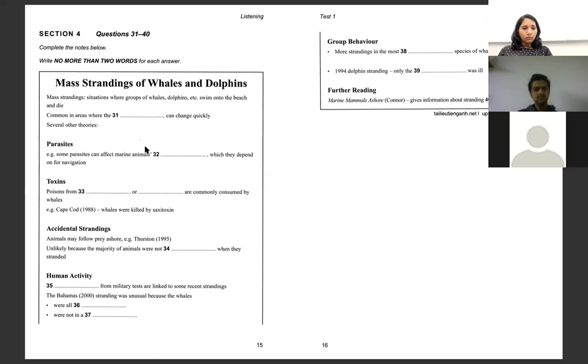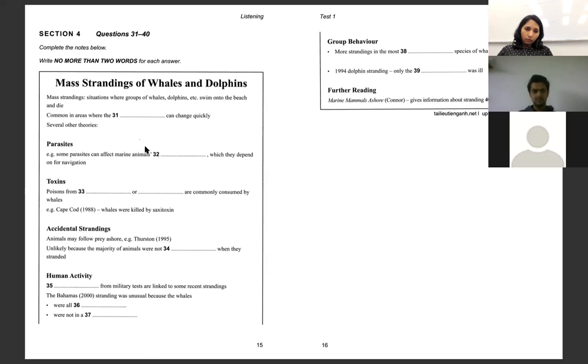Alternatively, it has also been suggested that some animals strand accidentally by following their prey ashore in the confusion of the chase. In 1995, David Thurston monitored pilot whales that beached after following squid ashore. However, this idea does not seem to hold true for the majority of mass strandings because examination of the animal's stomach contents revealed that most had not been feeding as they stranded.